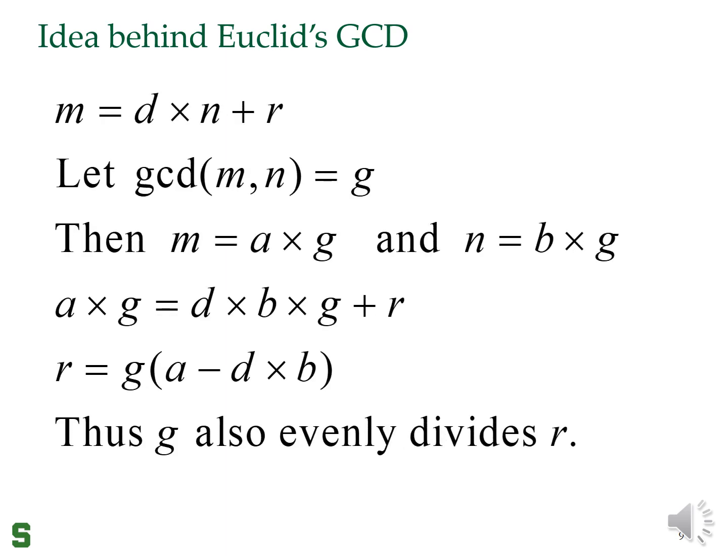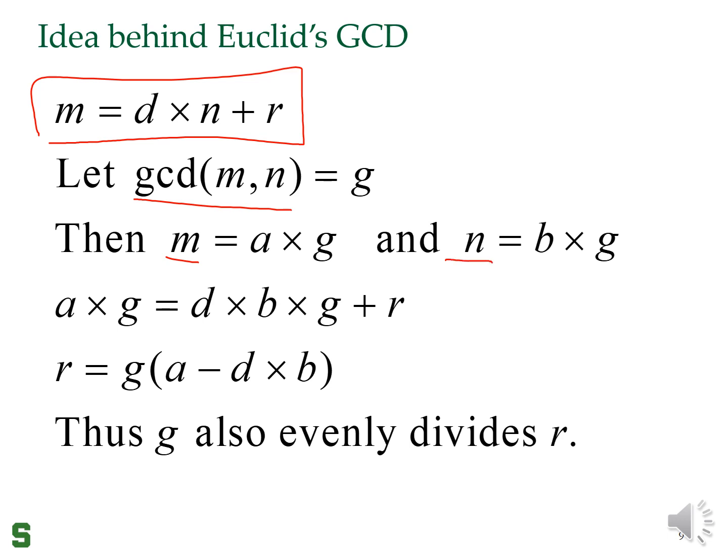So why does this algorithm work? The way it works is something like this. Let's say I can write m as some number d times n plus r. For the sake of discussion, let's say the GCD of m and n is the number g. So what does this mean? This means m is a multiple of g, and n is a multiple of g.